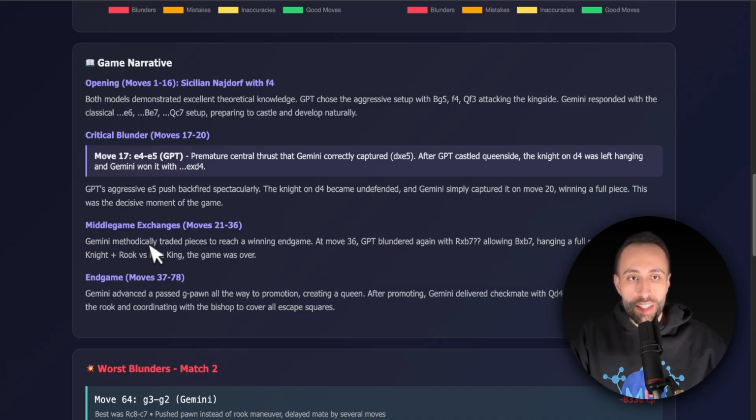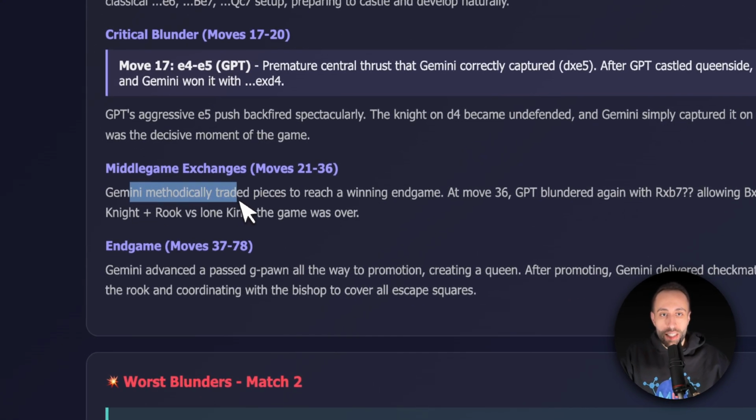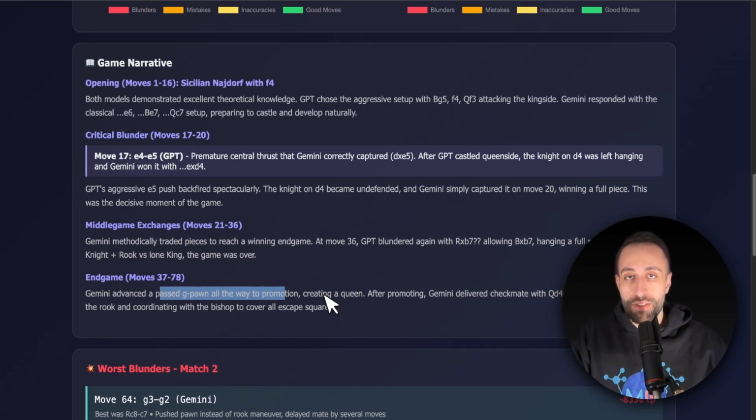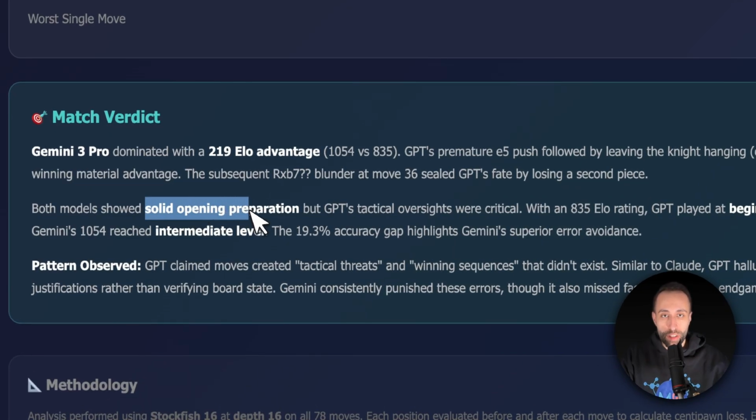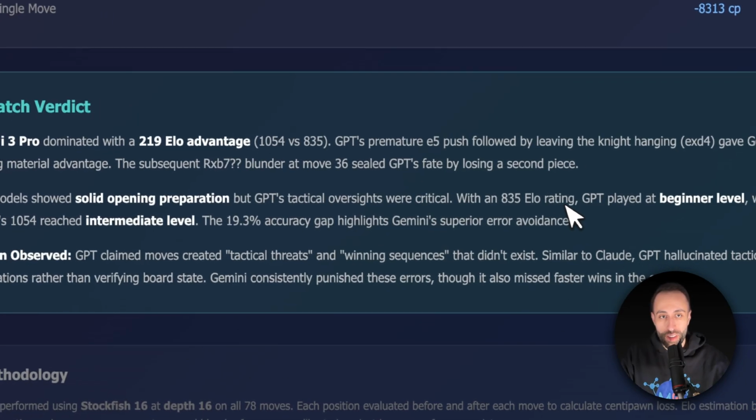In the middle of the game, Gemini methodically traded pieces to reach a winning endgame, and at the end, it pushed a G pawn all the way to promotion, and after creating a queen, it was able to checkmate and win the game. In summary, both had solid opening preparation, but GPT's technical oversights were critical, which Gemini captured and leveraged for its own benefit.